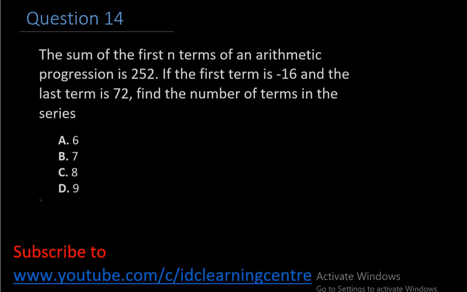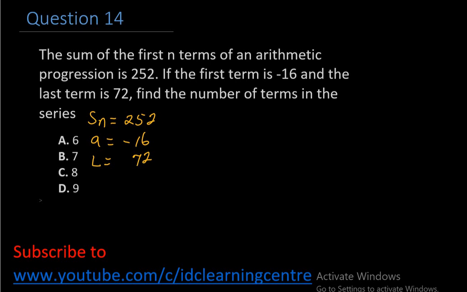In this question, the sum of the first n terms of an AP has been given. Sum of the first n terms has been given as 252. The first term here, which is A, has been given as minus 16. The last term, let me represent it as L, has been given as 72.